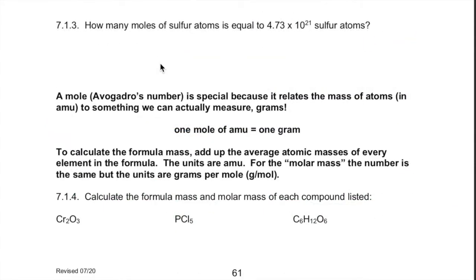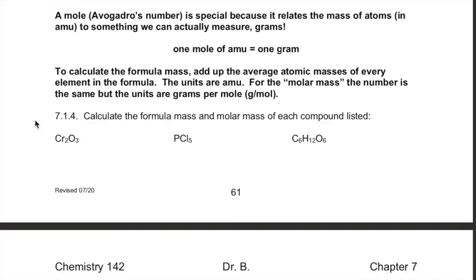So why do we use this 6.022 times 10 to the 23rd as our number, Avogadro's number? AMUs are really tiny. You can't really measure them very well, but what we can measure in the lab is grams. And if we have a mole of these AMUs, then we have a gram, which we can measure in the lab more easily. Okay, let's try calculating the formula mass and the molar mass of each of these compounds.